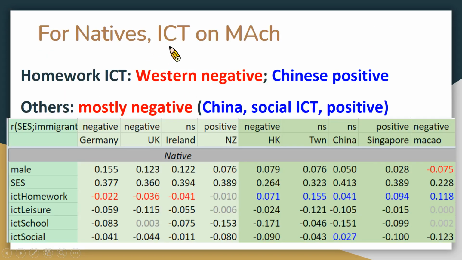For natives, regarding the effect of ICT use on math achievement, for homework ICT use in Western cultures, the effects are normally all negative. But for Chinese countries, it's positive. It means that if students do more homework ICT use, then they normally have higher math achievement. But for Western country students, if you do more homework ICT use, normally you have lower math achievement. For other kinds of ICT use, the effects are normally negative, except that for China, social ICT use has a positive effect.